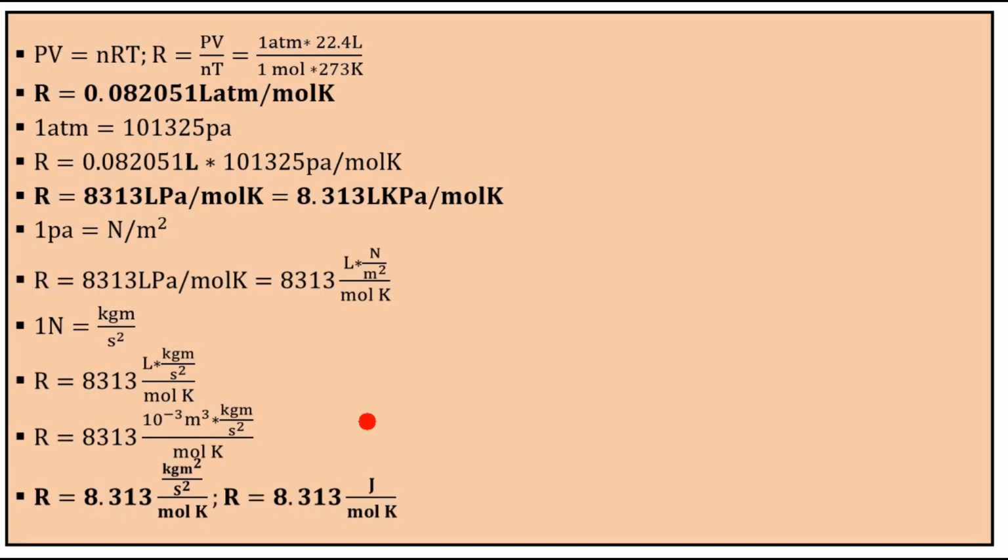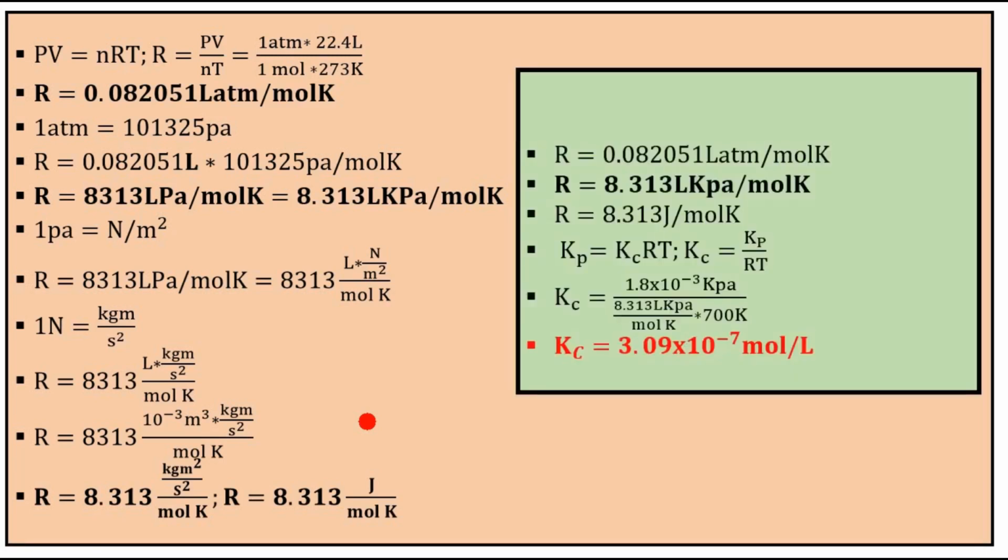So the preferable one here is liter kilopascal per mole Kelvin. Then you can replace the values. Then we will have Kc equal to 3.09 times 10 power negative 7 mole per liter, which is what was requested to calculate in this exercise.